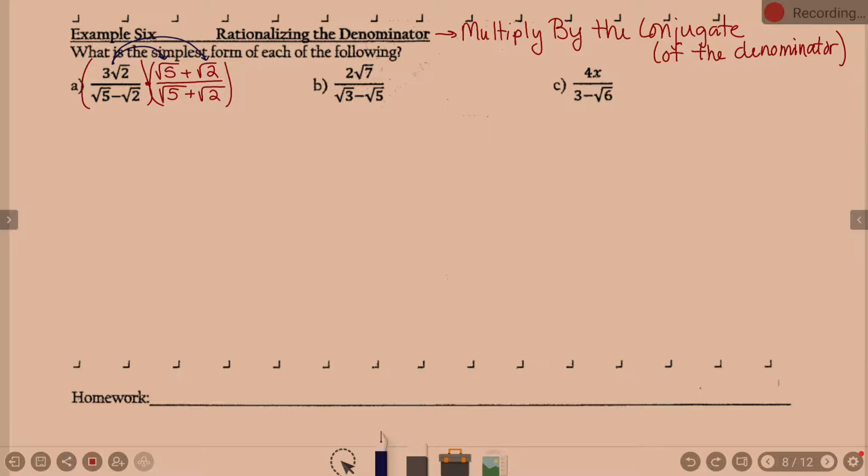So 3 square root of 2 times square root of 5. Start there. What is 3 square root of 2 times square root of 5? 3 square root of 10, plus, what's 3 square root of 2 times square root of 2? 3 square root of 4. Okay, 3 square root of 4.